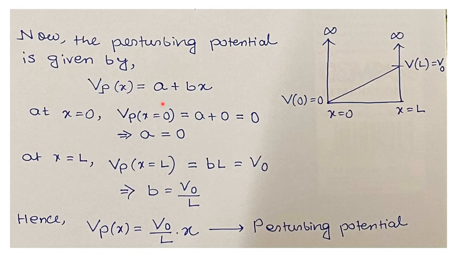equation. So at x equals 0, this perturbed potential is 0. So basically it will give A equals 0. At x equals L, this perturbed potential has the value V0. So we'll have V0 equals B times L, and our A is 0 from the first boundary condition. So basically it will give B equals V0 by L. So if we put A equals 0 and B equals V0 by L in that equation, then we will get the perturbed potential as Vp(x) equals V0 by L times x.